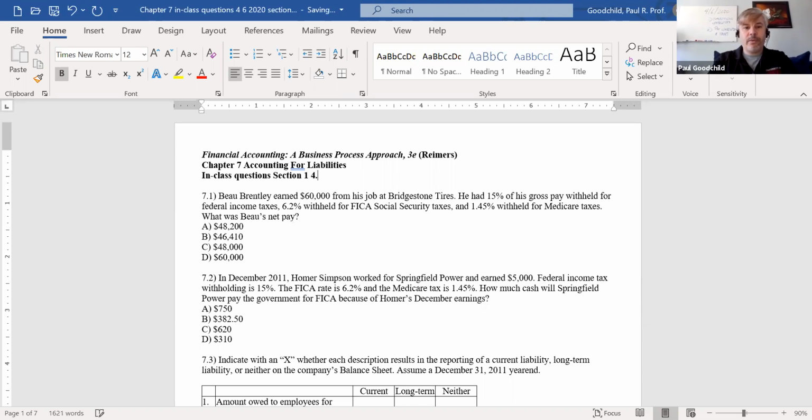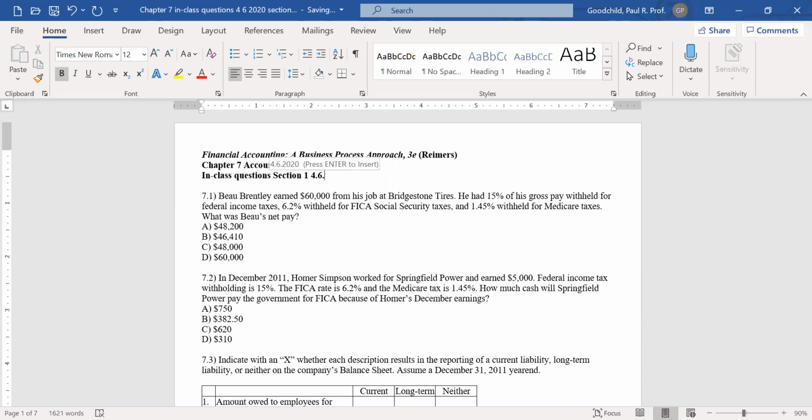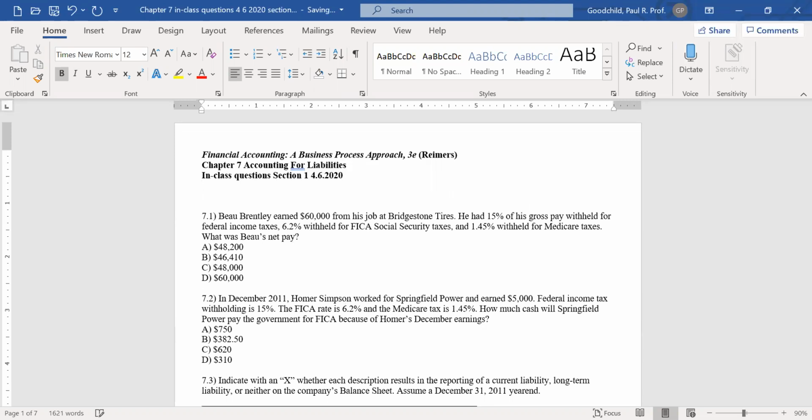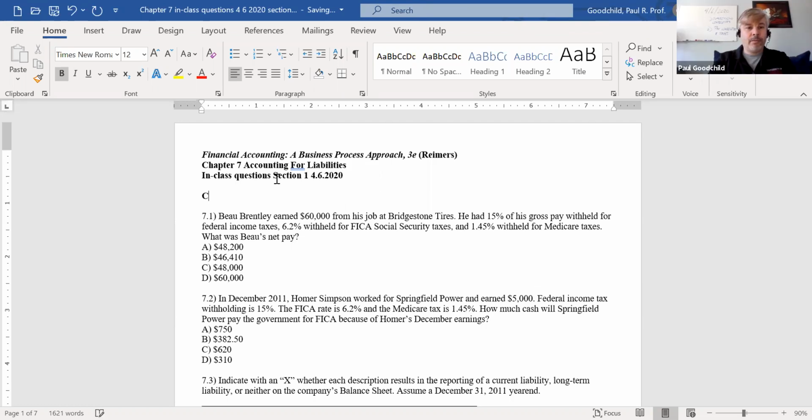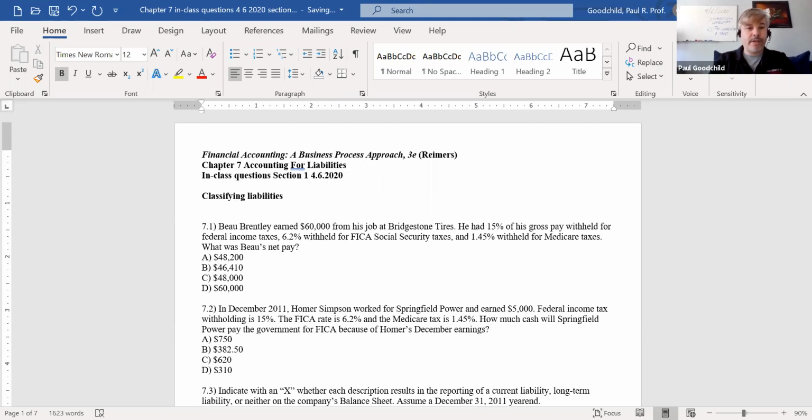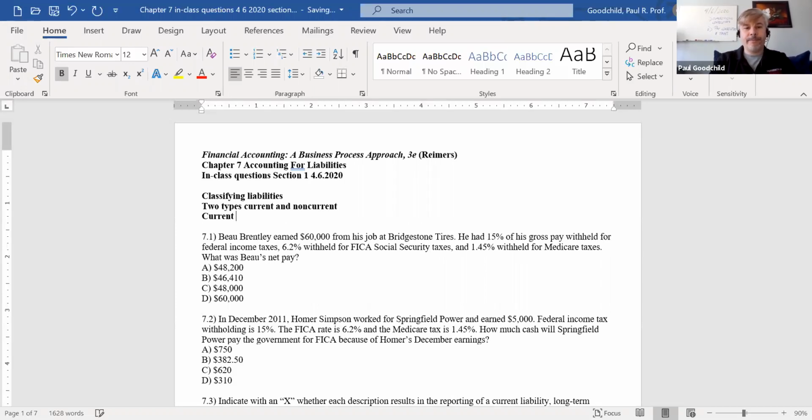Today is 4/6/2020. So first we're talking about classifying liabilities. And you have two types: current and non-current. Current is going to be due within 1 year or 1 cycle if longer than a year.